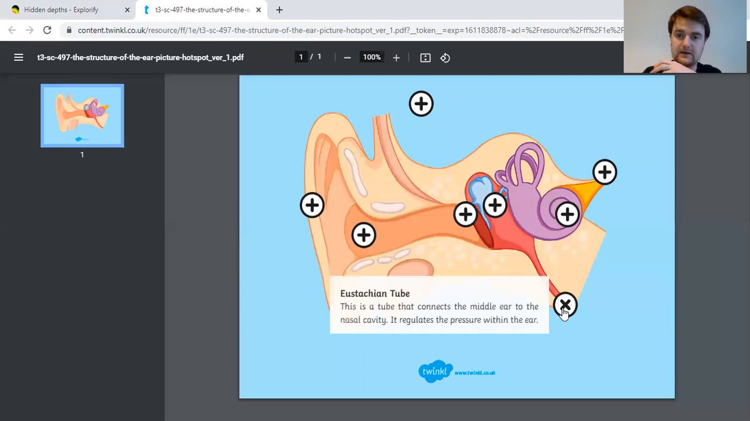And finally, the guy down here is the Eustachian tube, which is not one of the tube stations in London. This is a tube that connects the middle ear to the nasal cavity. It regulates pressure within the ear. So your nose and your ears are joined together. Regulating pressure within the ear means that there's not a build-up of pressure, so you don't want your ears getting blocked and things like that.